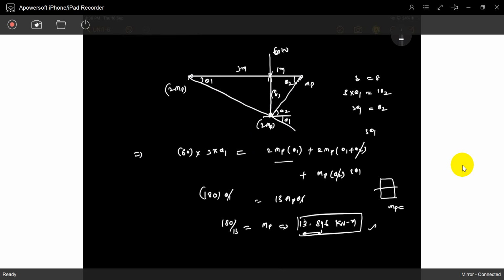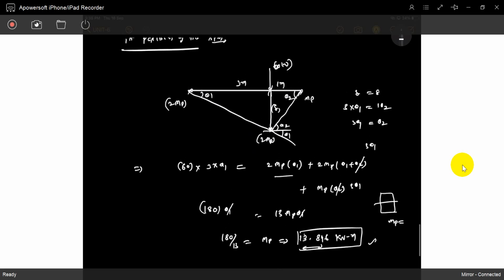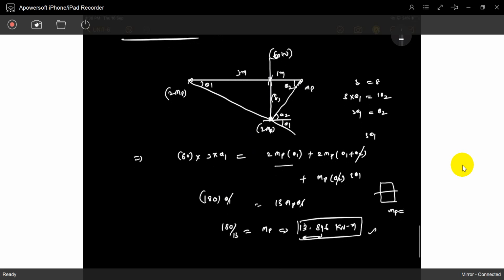So it's not a load, it's a capacity. We have to maintain compulsorily 13.84 or above. If you use below 13.84, it's a collapse for this particular load. Load is already given, we applied 60. So whether it is safe or not, the MP should be 13.84 or greater than that, then only it's safe. Otherwise, it's a failure.